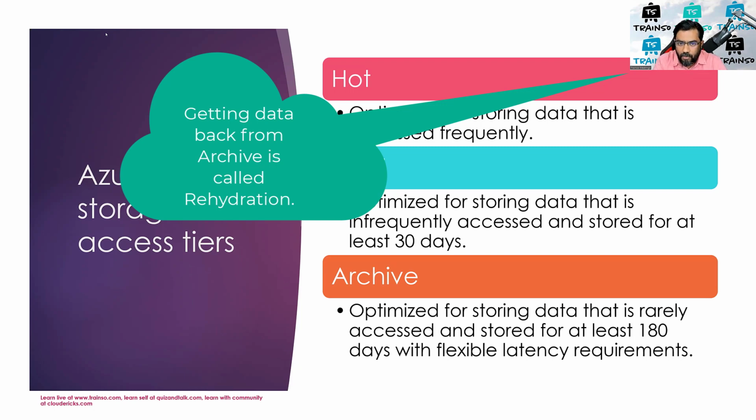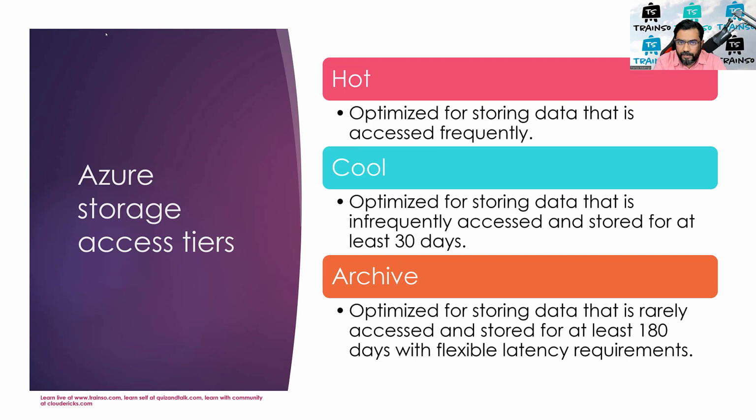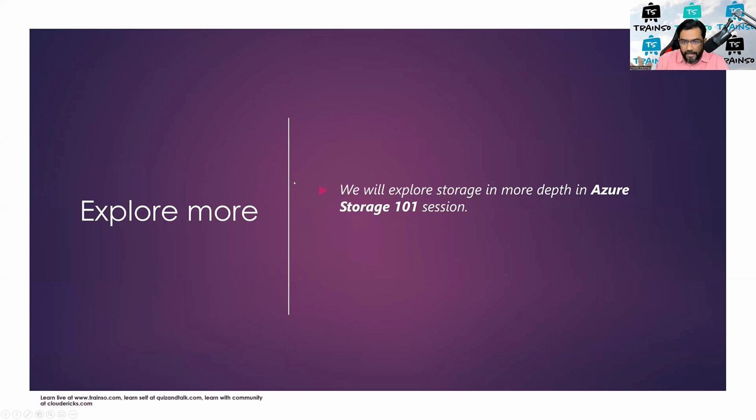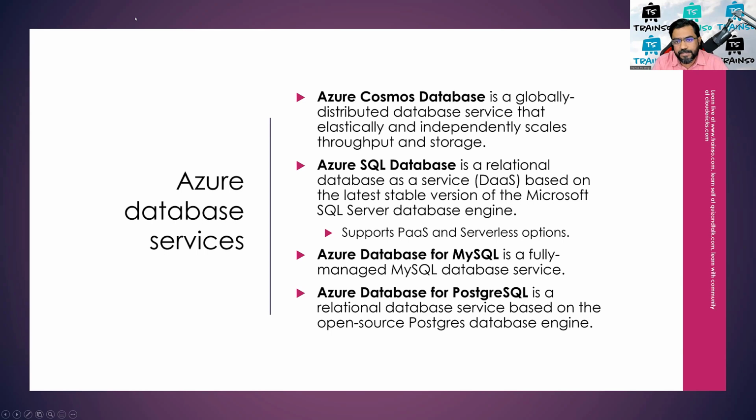So you have three: hot, cool, and archive. With hot, you have highest cost for storage, and with archive, you have least cost for storage. And with hot, you have least cost for access, and with archive, you have highest cost for access. So it is a trade-off, and then you can decide what you want to use for your particular project. So as I mentioned, we will explore more in the storage 101 session, or even the storage session in AZ-104 if you are attending it.